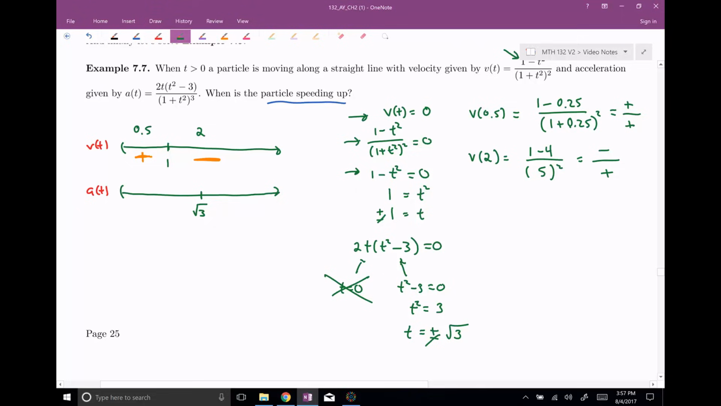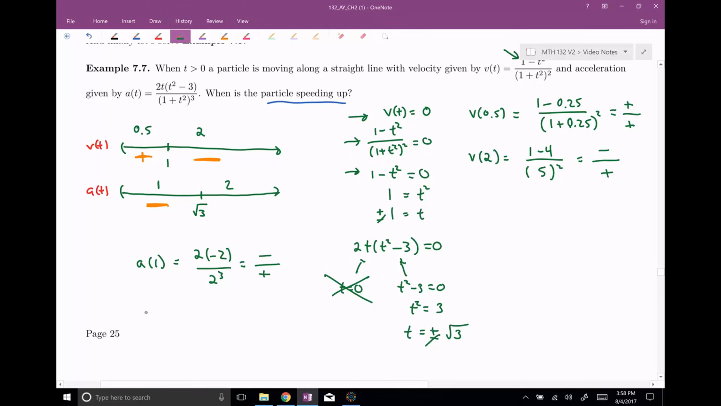All right, so now I need to choose some test points. Let me choose 1 over here, and I can choose 2 over here. But if you're at all nervous about where this root 3 is, you could choose 3 or 4 or 5 or 10 or a million. Any test point works. So let's go ahead and plug these into our acceleration. So a of 1. When I plug that in, I have 2 times 1 squared minus 3, so that's going to be negative 2, divided by 1 plus 1 squared, so that's going to be 2 cubed. So in my numerator, I'm going to have negative. In my denominator, I'm going to have positive. So a negative divided by a positive will be negative.